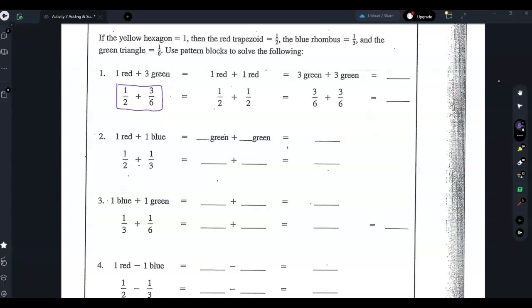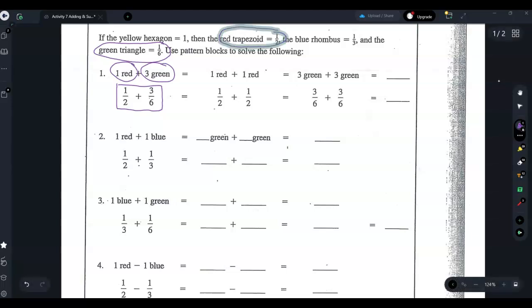Before we get to that, though, we could actually use pattern blocks, and this would really drive home for students what a common denominator is really doing. Without even knowing the process for finding a common denominator, we can just use the pattern blocks to do this. So if we had the problem 1/2 plus 3/6, we already know that 1/2 is the red trapezoid, so that's one red. And we know that the green triangles are my sixths, so 3/6 would be three of them. So that's where we're getting this one red plus three green.